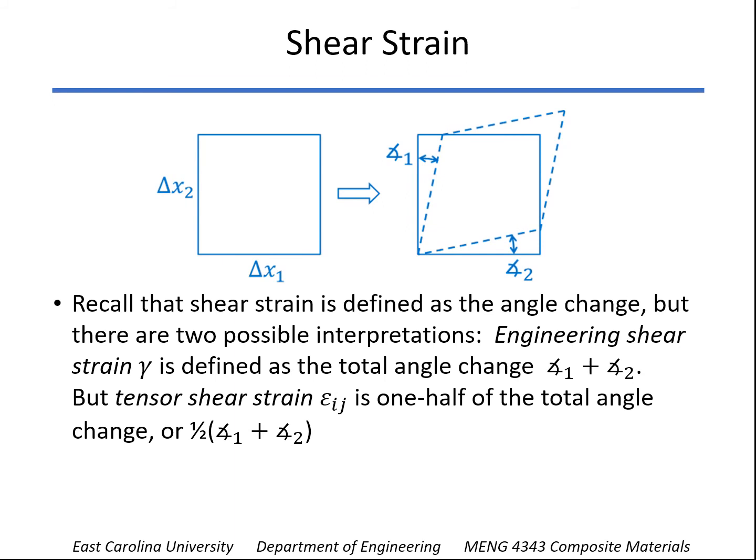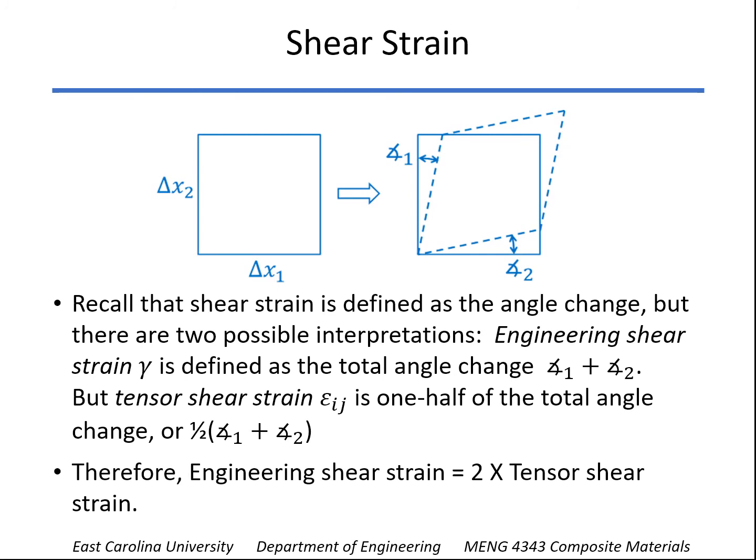Tensor shear strain, though, is 1/2 of that. So half of angle 1 plus angle 2. In other words, engineering shear strain is double tensor shear strain. So that's important to keep in mind because, again, we're going to use the tensor transformations. We have to define the shear strain as the tensor shear strain.